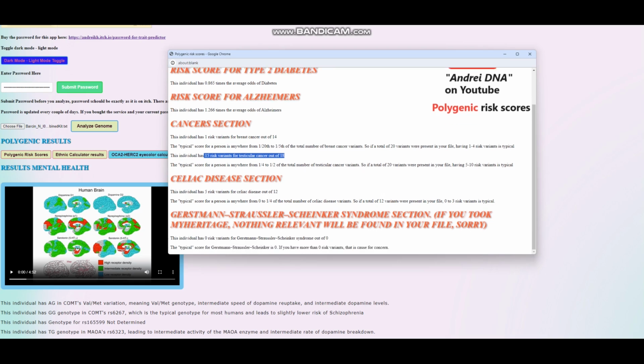For celiac disease, it looks like she's got 5 risk variants out of 12, which is once again very atypical, but not as atypical as the score for testicular cancer for sure. Well, it doesn't matter for her in terms of testicular cancer. It's not going to matter for her because she doesn't have the testicles to have cancer in, but it is quite an extreme result nonetheless.